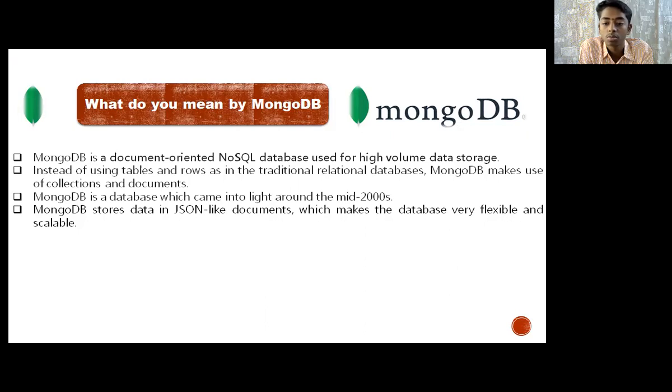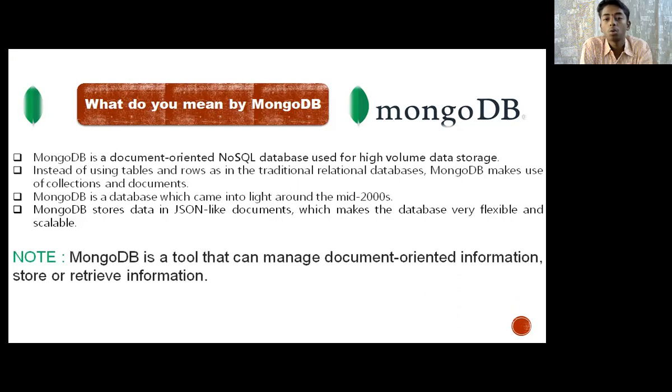JSON-like documents are used. We have a small note here that MongoDB is a type of tool that can manage document-oriented information, store or retrieve information. MongoDB is a tool. It could be a NoSQL database or SQL database, but MongoDB is a type of document-oriented database where it can manage document-oriented information, store or retrieve information. Okay, so let's move on to the next slide.